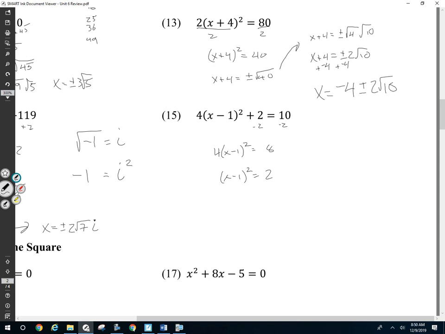Make sure you get 2 and not 4, right? You got 8 divided by 4. 8 divided by 4 is 2. Square root both sides, x minus 1 equals plus or minus root 2. Add 1, x is equal to 1 plus or minus root 2. Okay, you can leave it like this. This is fine.